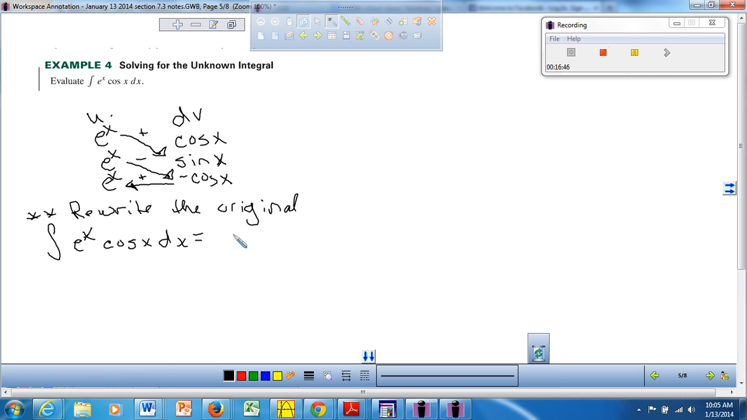E to the x sine x plus e to the x cosine x, then minus the integral of e to the x cosine x dx. All right. Remember what we're trying to solve for. We're trying to find out what the integral of e to the x cosine x dx is equal to. What can we do? We can add that integral over to the other side, so we have two of them.